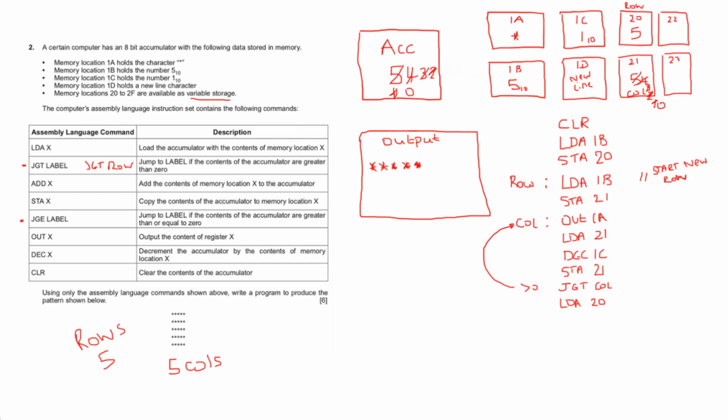So what happens, just get my eraser out for a second. Just get rid of these. And it's going to load 20 onto the accumulator like that. Okay? Then I'm going to decrement by the register 1C. So that actually goes down to 4. And then I'm going to store that back in 20. Right, put it back in. 5 goes down to 4.